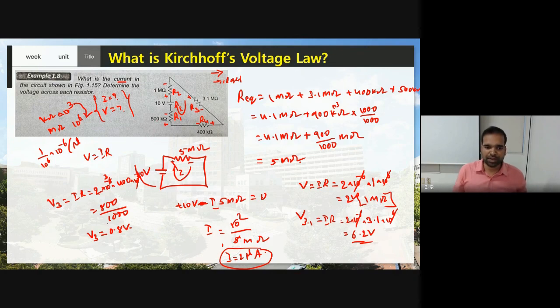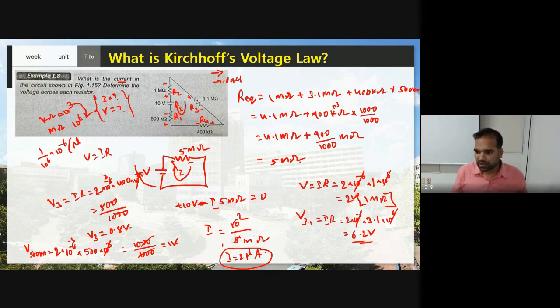Now, what is the last one? What is the voltage drop at 500 kilo ohm? Therefore, voltage drop at 500 kilo ohm is V equal to IR. I is 2 microampere, means this is 10 power minus 6, into 500 kilo ohm. So here 500 kilo means 10 power 3. So this 10 power 3 and 10 power minus 6 will get cancelled, and here you have minus 3. Therefore 2 into 500, 1000 by this, 10 power 3 means 1000. Therefore voltage drop is 1 volt.